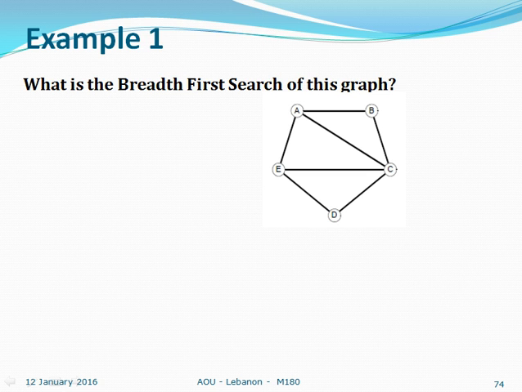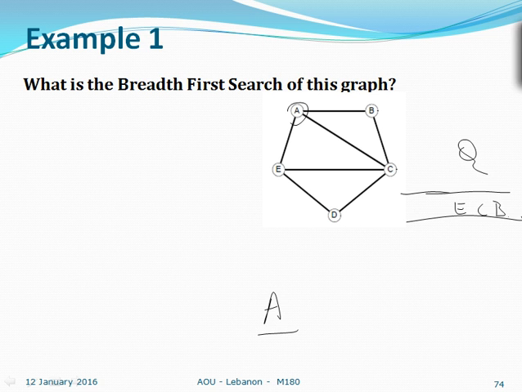Now here is an example. Given is the graph. What is the BFS for this graph? The breadth first search. Let us say we start from A. First you have A, then its neighbors are B, C and E, so you insert them into the queue. Let's say this is your queue. A is popped out and its neighbors are B, C and E.